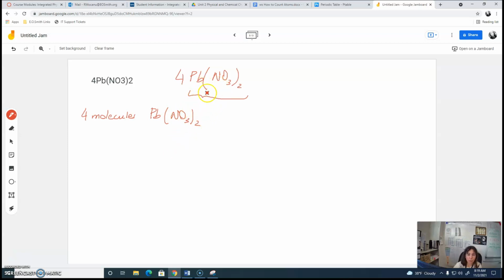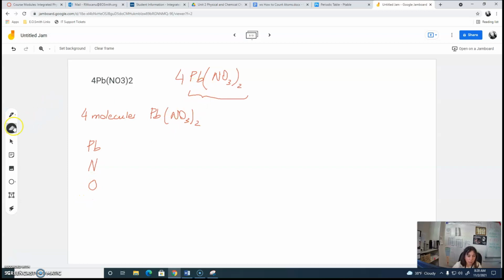Now, the molecules are basically these atoms bonded together, joined together in a fixed chemical formula. Now it's asking me to break down each element or each atom and count the number of atoms for each individual one. So if I look at this formula, I see 3 capital letters. I know I must have 3 different elements in there. My elements being Pb for lead, capital N for nitrogen, and capital O for oxygen.